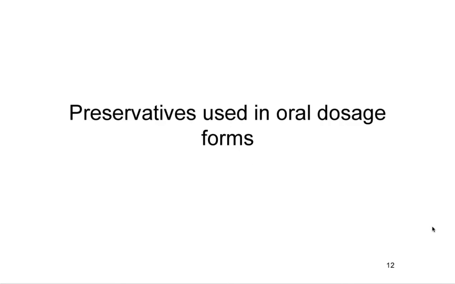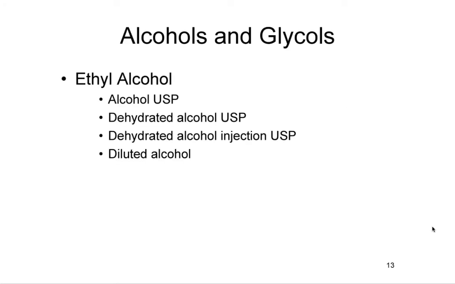Okay, we'll start off with different kinds of preservatives that are used in different types of dosage forms. We'll start with preservatives used in oral dosage forms. Alcohols and glycols. Ethyl alcohol, also known as alcohol USP, could be available as dehydrated alcohol USP, dehydrated alcohol injection USP for use in parenterals and injectables, as well as diluted alcohol. All of these are different types of ethyl alcohol that are available for use as preservatives.